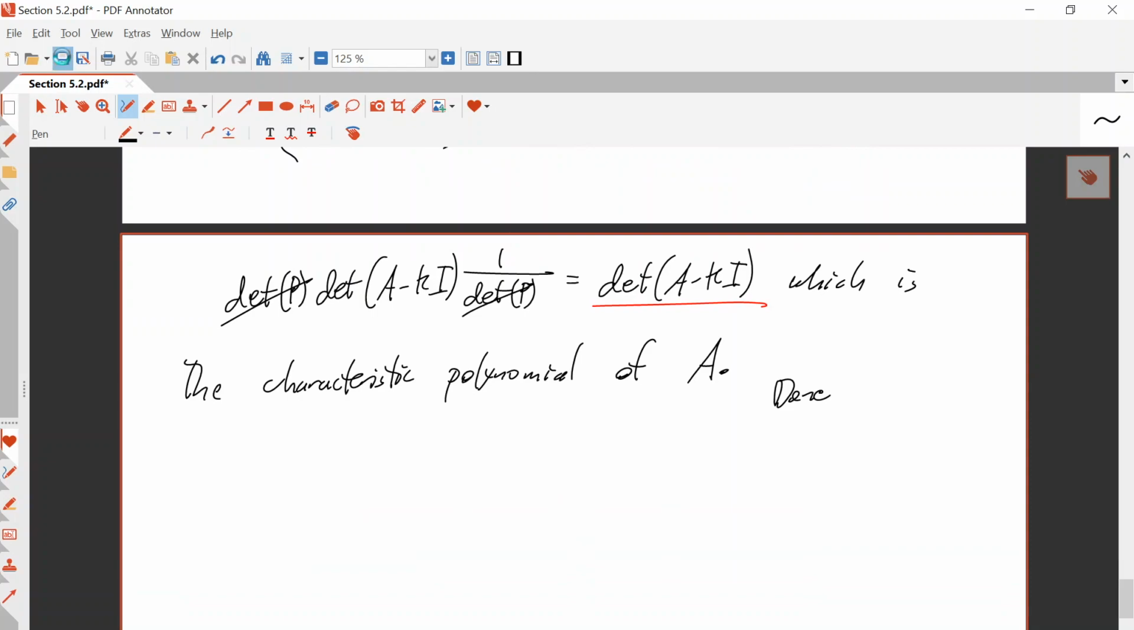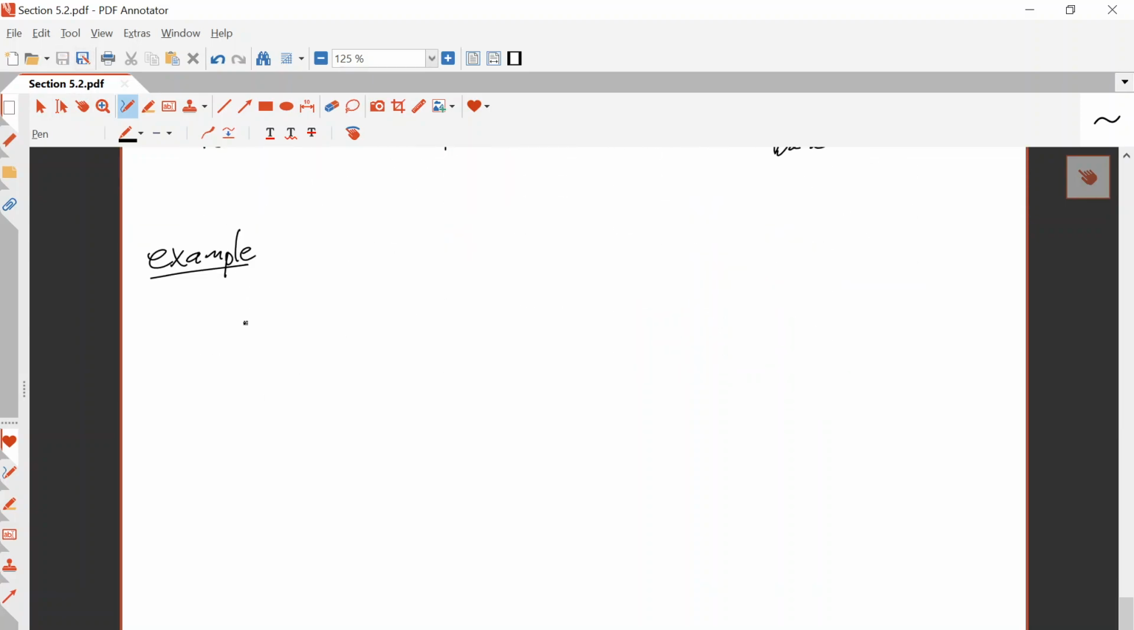So, for example, and this leads right into section 5.3, let D be this diagonal matrix 2, 2, minus 3.